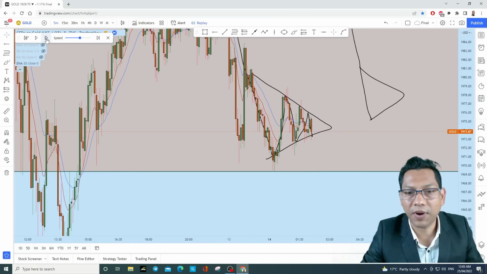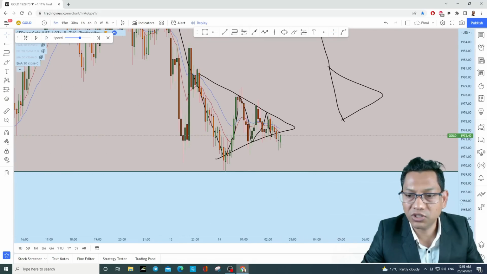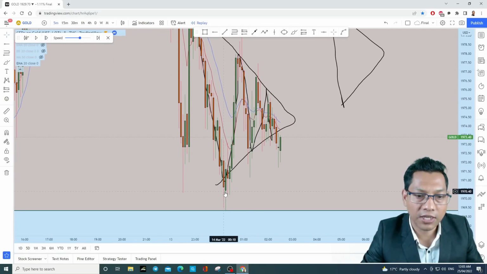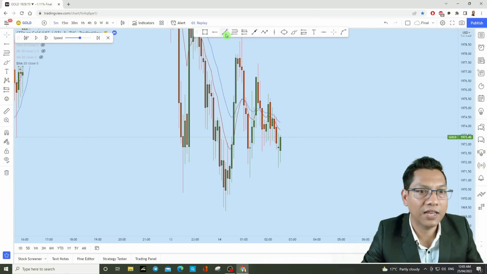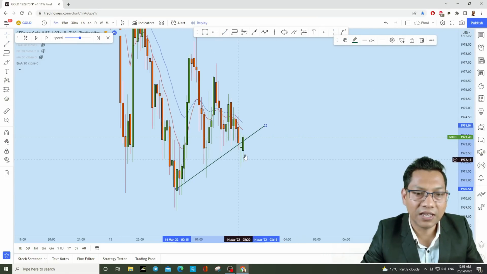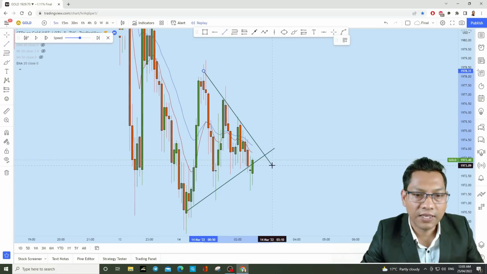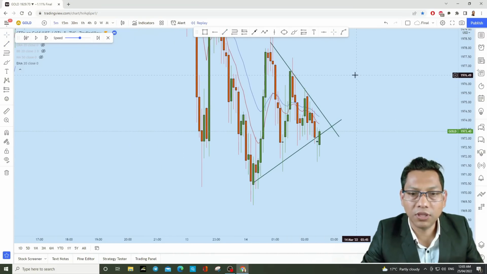Okay, we see that the price is now just consolidating in this zone. We saw a breakout from the structure, but it's still not yet. You see, this is the bottom of the structure. Let me delete all of them so that we know clearly the structure level. So this is the structure. Still it didn't break out. Let me draw the structure. Still it is in between the structure.